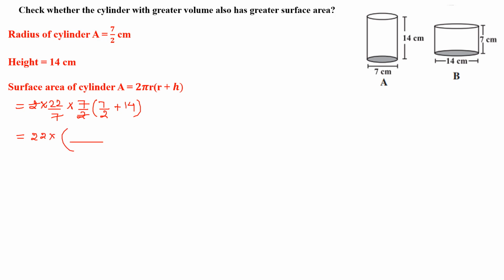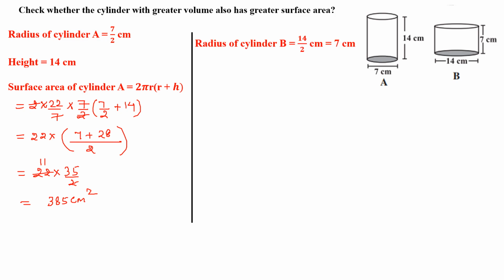Now I'm going to take LCM over here. So 7 plus 28 is 35 by 2 and if I reduce it, it is 11 and 11 into 35 is 385 centimeter square. Now we will find the surface area of cylinder B. So radius is again half of diameter. So 14 divided by 2 is 7, height is 7. Again I am going to put all the values in the surface area formula.